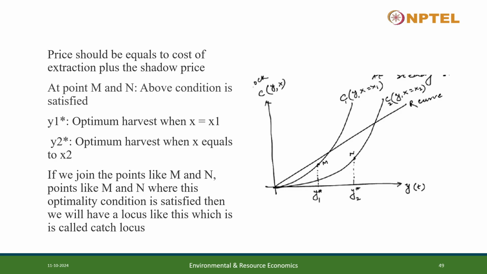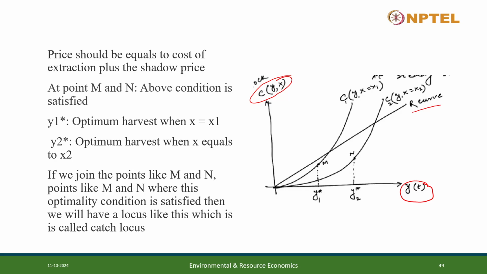Now again I'm explaining the graph only. y t is the rate of catching fish and C of y t is the cost, and I have defined various harvest cost curves C1, C2 and so on, based on changing the X value. X is my stock value, and from here I get the R curve.